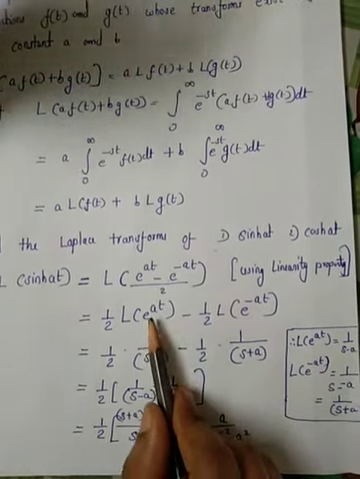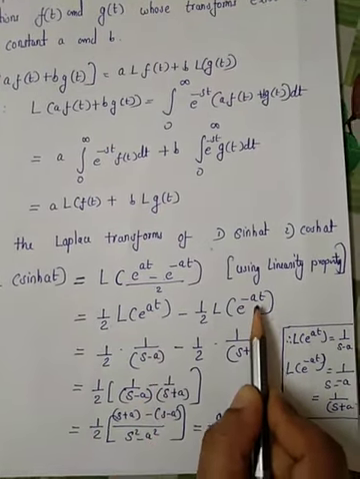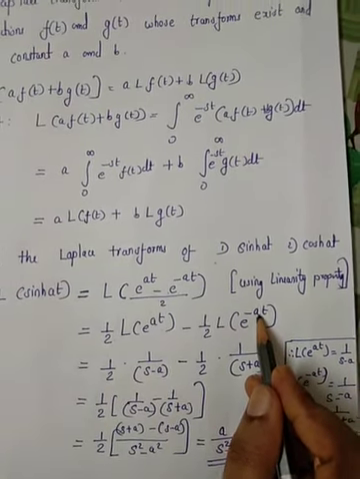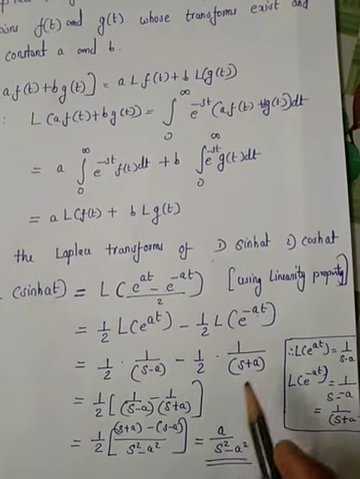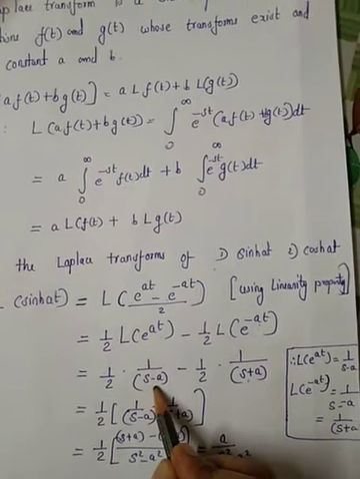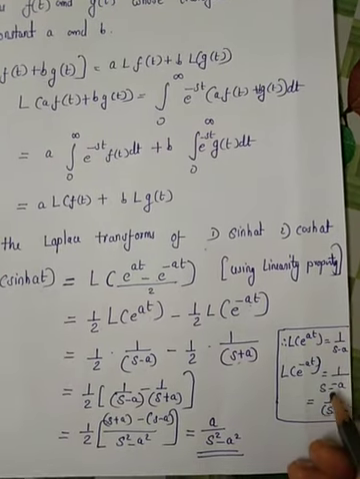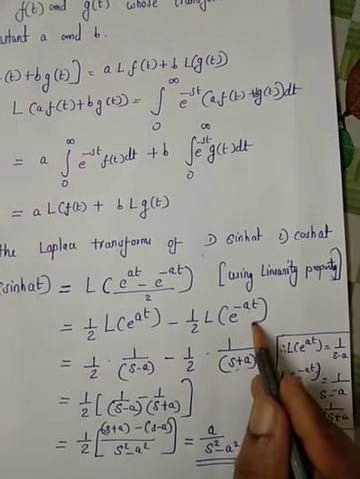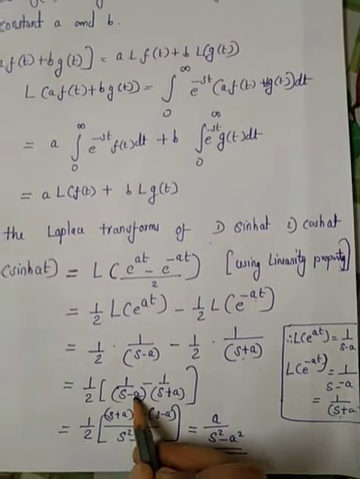Then we know that the Laplace transform of e raised to at is 1 by s minus a. And if a is replaced by minus a, then L of e raised to minus at is 1 by s minus minus a, that is 1 by s plus a. Applying this here, we can find the LCM as s minus a into s plus a.